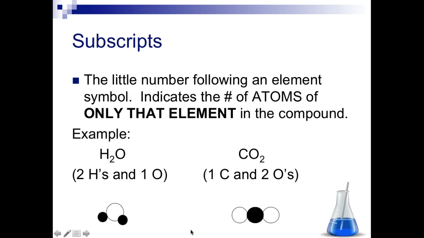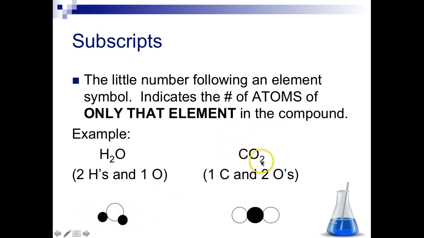Now, when you're talking about formulas or compounds, you're going to have subscripts. Subscripts are the little numbers that follow an element symbol, and that indicates the number of atoms of only that element in the compound. So what does that mean? For example, in the formula for water, H2O, that little 2 means there are two H's, and since there's nothing after the O, we know in chemistry that means there's a 1 there, so there is 1 oxygen. So if we draw this, we'd have an oxygen, which would be this big white circle, and then the two little black circles are the two hydrogens.